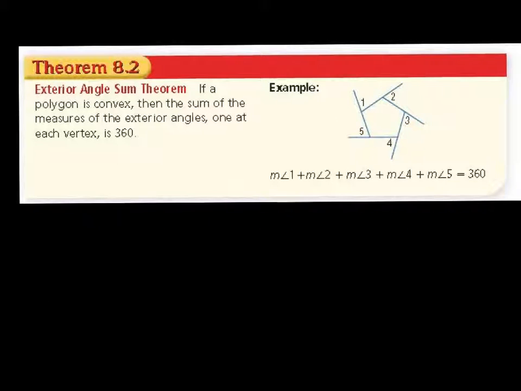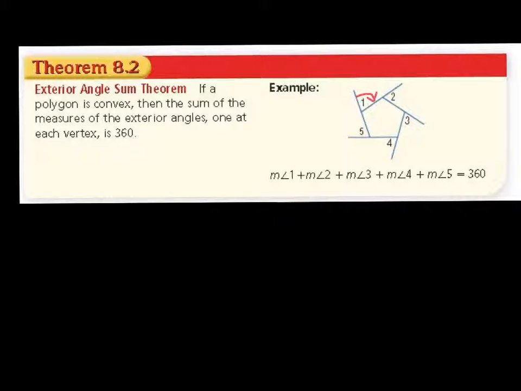And we had an interior angle sum theorem, so theorem 8.2 is the exterior angle sum theorem. If a polygon is convex, so that means you can't connect a line where it goes through the exterior, something like that would be concave. Okay, so if a polygon is convex, then the sum of the measures of the exterior angles at each vertex is 360.